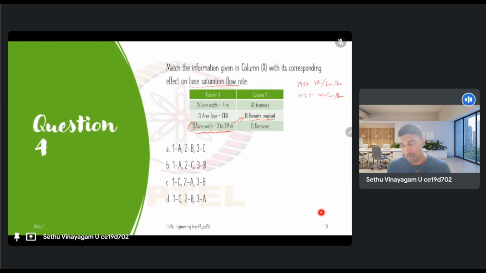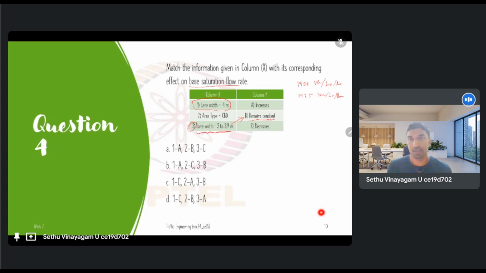Which means that any deviation from that, so here we have a lane width of 4, it should affect your saturation flow rate, right? So it's going to either increase or decrease. It's not going to remain constant. But which is it? The base saturation flow rate is for 3 to 3.9, but the lane width we are looking at now is higher than what we have in the base conditions, right? So which means you have wider lanes.